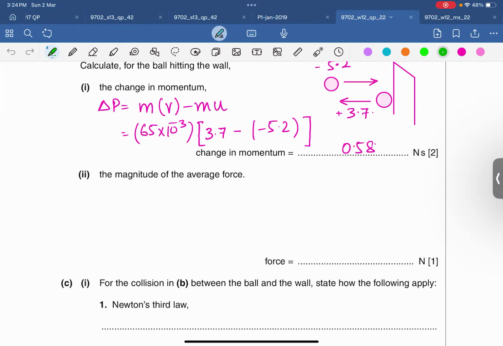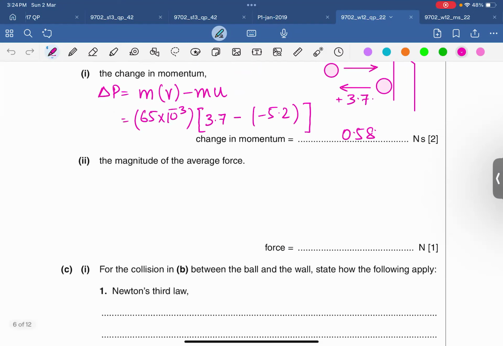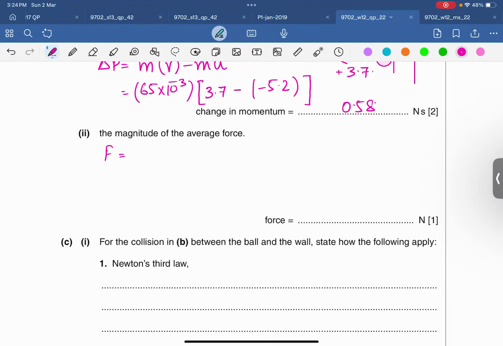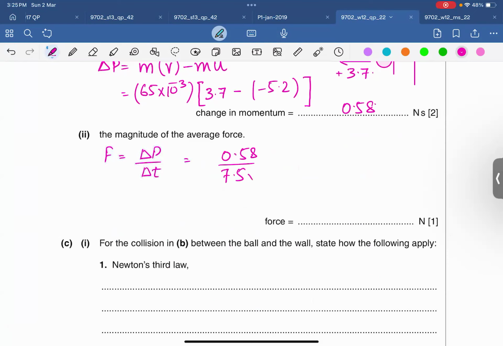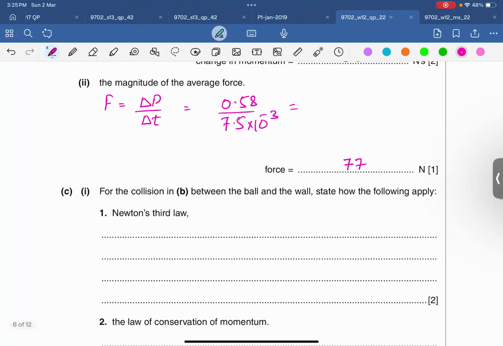The magnitude of the average force. What is the formula for average force? Rate of change of momentum. Very good. So the momentum is what we calculated, and the time is 7.5 milliseconds, exponent negative 3. How much is it coming to? 77.3. Okay, perfect. So we write 77 to 2 SF. Now, please move on.